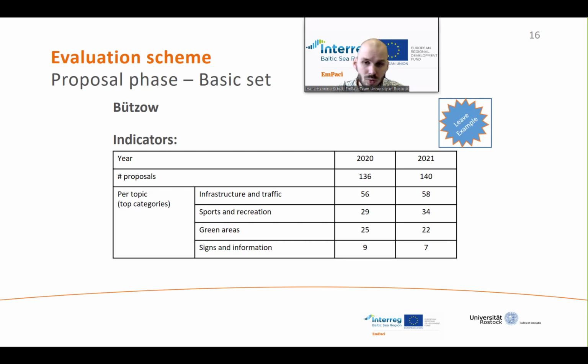We expect that to decrease over time because citizens see there's something that can't be done, or there are proposals that repeat and then won't get proposed again. So this number maybe comes down over time, but it's really quite a success because in the case of Bützow we talk about a municipality with about 5,500 inhabitants. So 140 proposals is a lot.